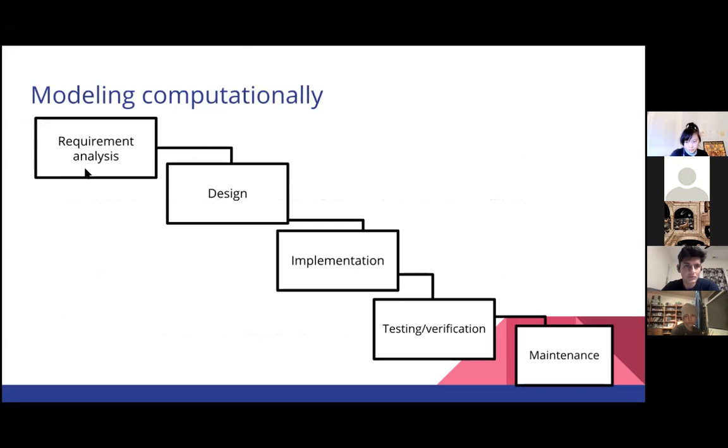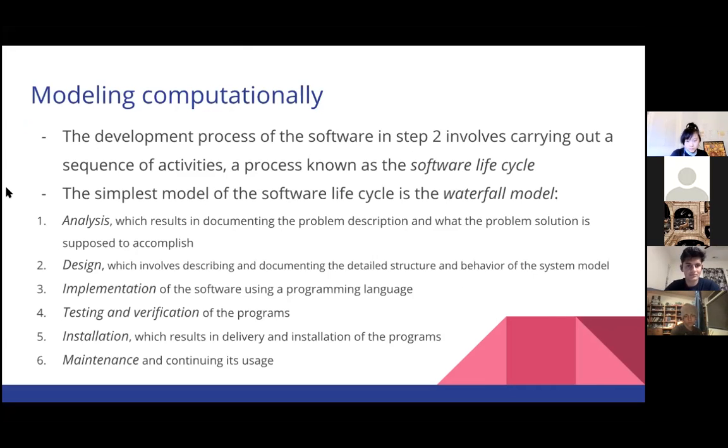Number 4, testing and verification of the programs, and number 5, installation, which results in delivery and installation of the programs. Finally, number 6, maintenance and continuing its usage, or developing upon it or making amendments to advance computational modeling and science as a whole. We'll be talking about that in quite some detail.